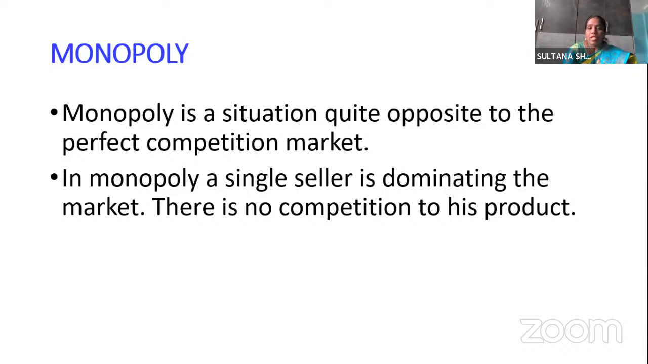Here monopoly is a situation quite opposite to the perfect competition market. Yesterday's class we learned the features of perfect competitive market: large number of buyers and large number of sellers, huge competition. But this monopoly market is quite opposite to perfect competitive market. In monopoly, a single seller is dominating the market. Why? Because he is only one seller. There is no competition to his product. Here, competition is absent.